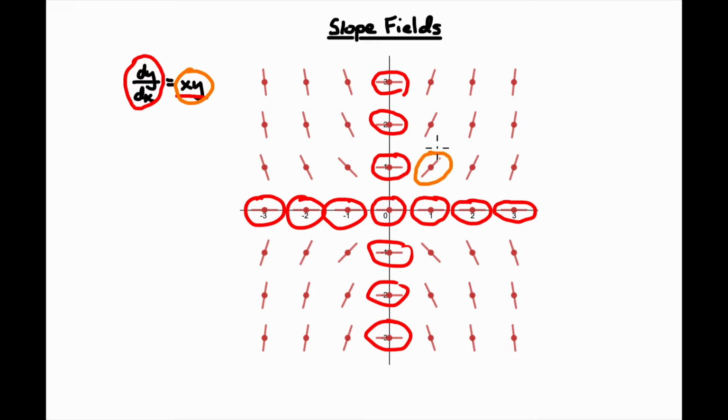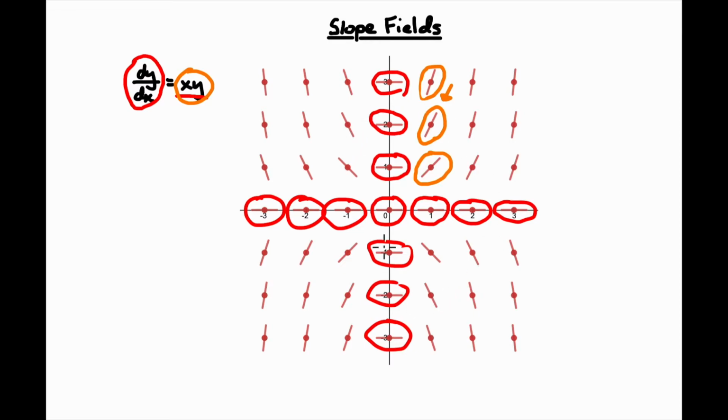Okay, let's look at 1, 2 right here. That would be 1 times 2, so the slope of this line right here should be 2. And you can notice it is pretty much double what this one is. And then this one, you can notice it's 3, and so on. So you do that for all the points that are here, and you end up with something like this.